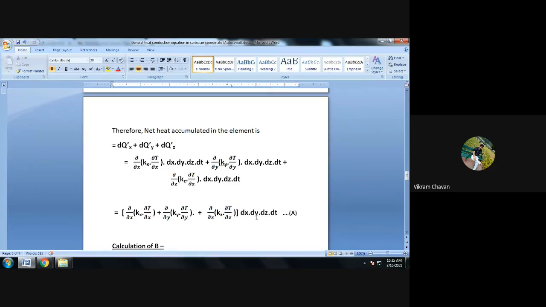And we have taken the common dx multiplied by dy multiplied by dz multiplied by dt, where dx, dy, dz are the lengths of the element in the x, y, z directions, and dt is the time period over which we are going to find the energy balance equation for that particular element. So this is part A. Any doubt, any question in this part A, whether you understood or not?